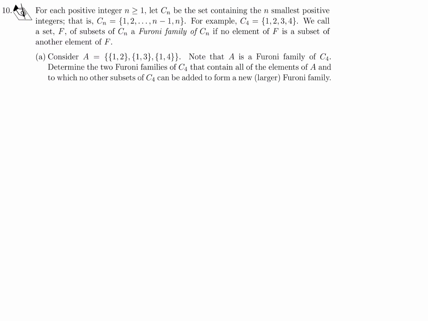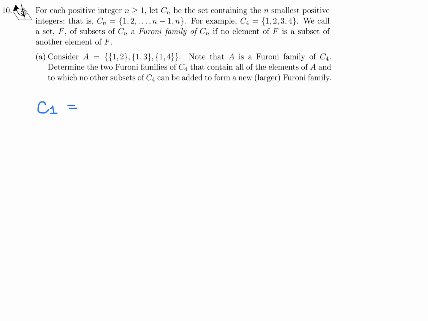Consider A equal to {1, 2}, {1, 3}, {1, 4}. Note that A is a Faroni family of C4. Determine the two Faroni families of C4 that contain all the elements of A and to which no other subsets of C4 can be added to form a new larger Faroni family. Okay, so let's explain this question first.